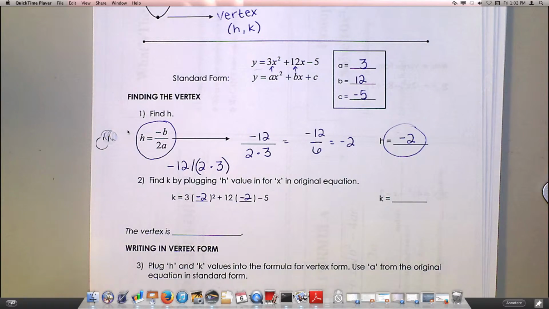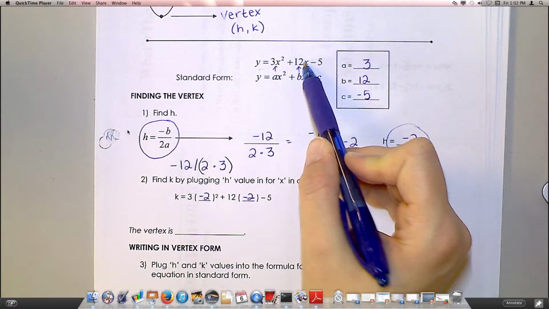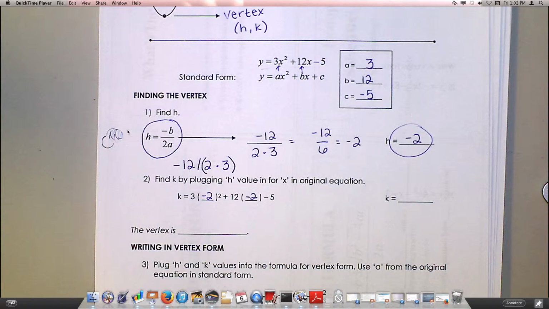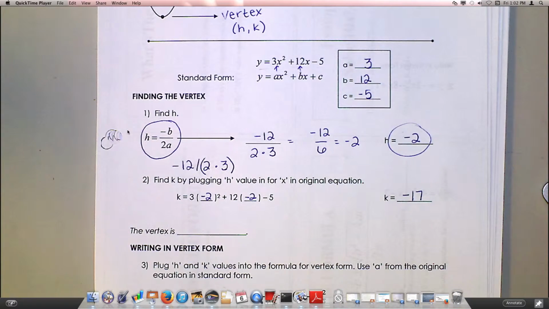Okay, so I'm taking that negative 2 and plugging it in for x here to find my k value. Go ahead and type that into your calculator. Negative 17. That's it, negative 17. Yeah, the square is important. 12, parentheses. A mistake I see here when you're putting this in.